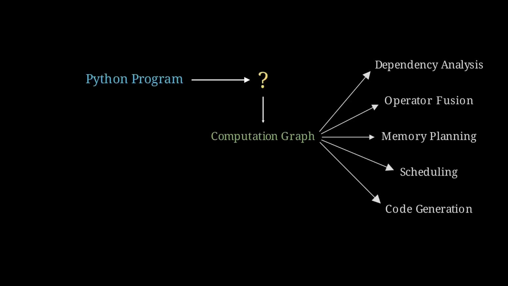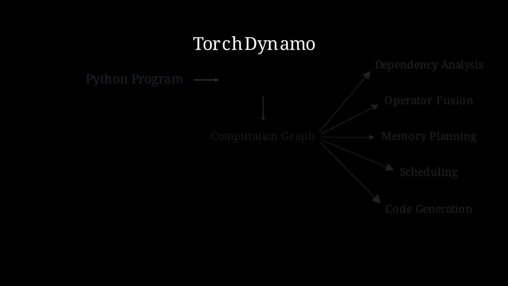But we, as users, only wrote Python. The compiler wants a computation graph. So where does the graph actually come from? And the answer for that is TorchDynamo. TorchDynamo is the missing bridge between your Python program and the compiler. Its job is actually pretty simple. It watches your Python program while it executes. That's it. TorchDynamo takes care of your graph automatically, but how does it actually do it?